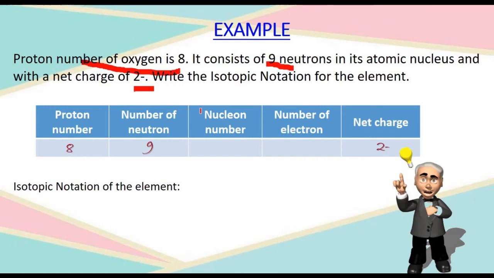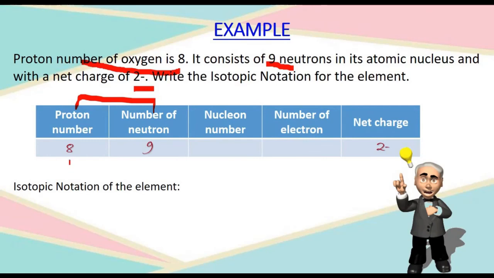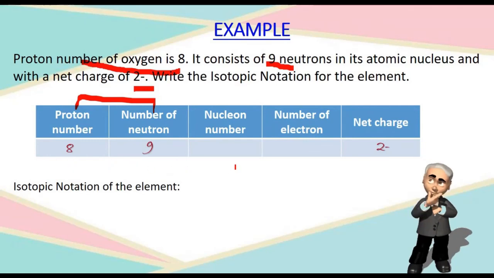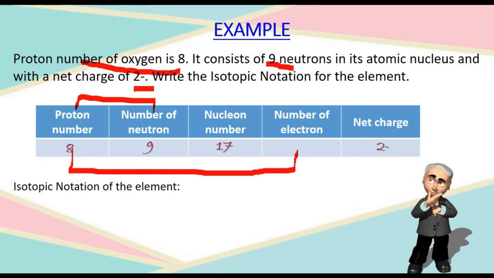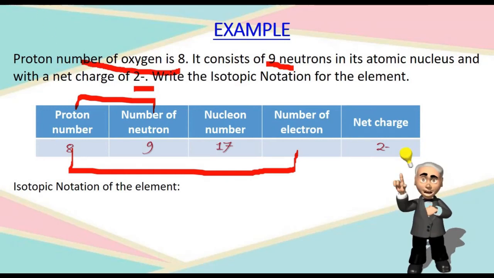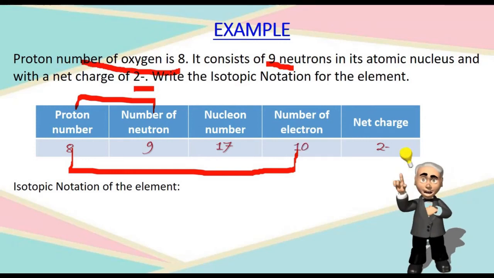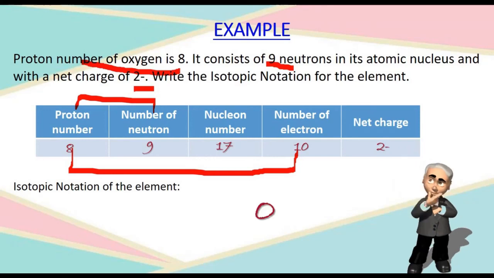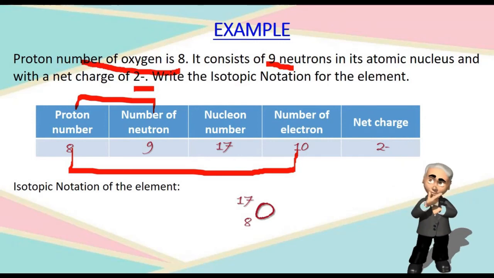To get the nucleon number, we need to use the proton number plus the number of the neutron, that is 8 plus 9, so the nucleon number is 17. To get the number of the electron, check the net charge of this ion, 2 negative. 2 negative means the number of the electron must be greater than the number of the proton. So the number of the electron for this ion is 10. To write its isotopic notation: oxygen O, nucleon number 17, number of proton of 8, and the net charge of 2 negative.